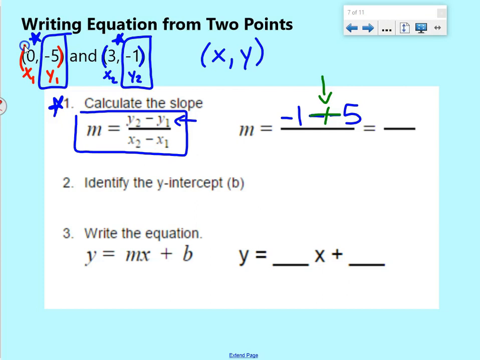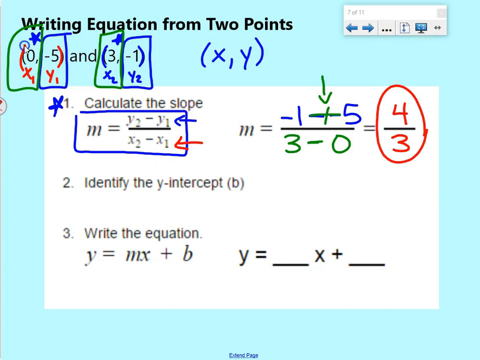Then on the bottom of our fraction, our denominator, we have our x2 minus our x1. So our x2 is 3, so we put that first, minus, always put down that minus sign, x1 is 0. Now we can do the operation on the top and the operation on the bottom. -1 plus 5 is 4. 3 minus 0 is 3. So right there we have our slope. M equals 4/3.